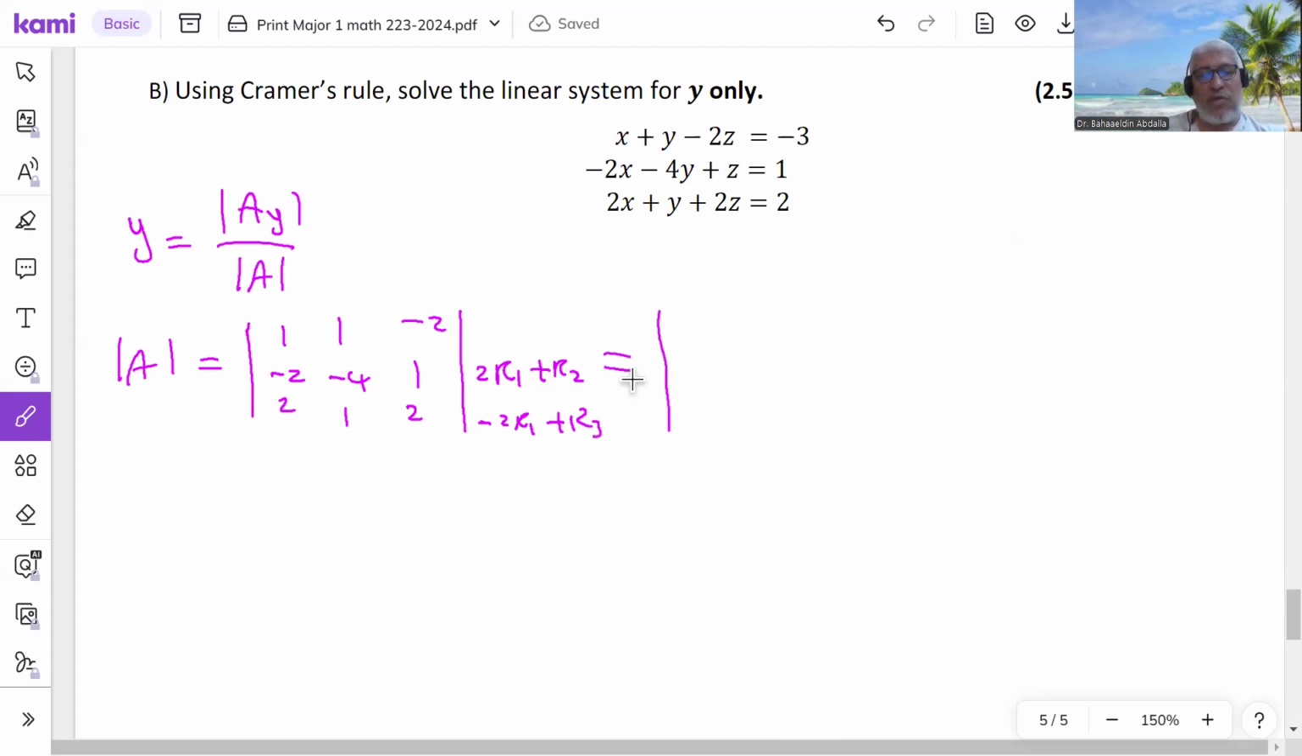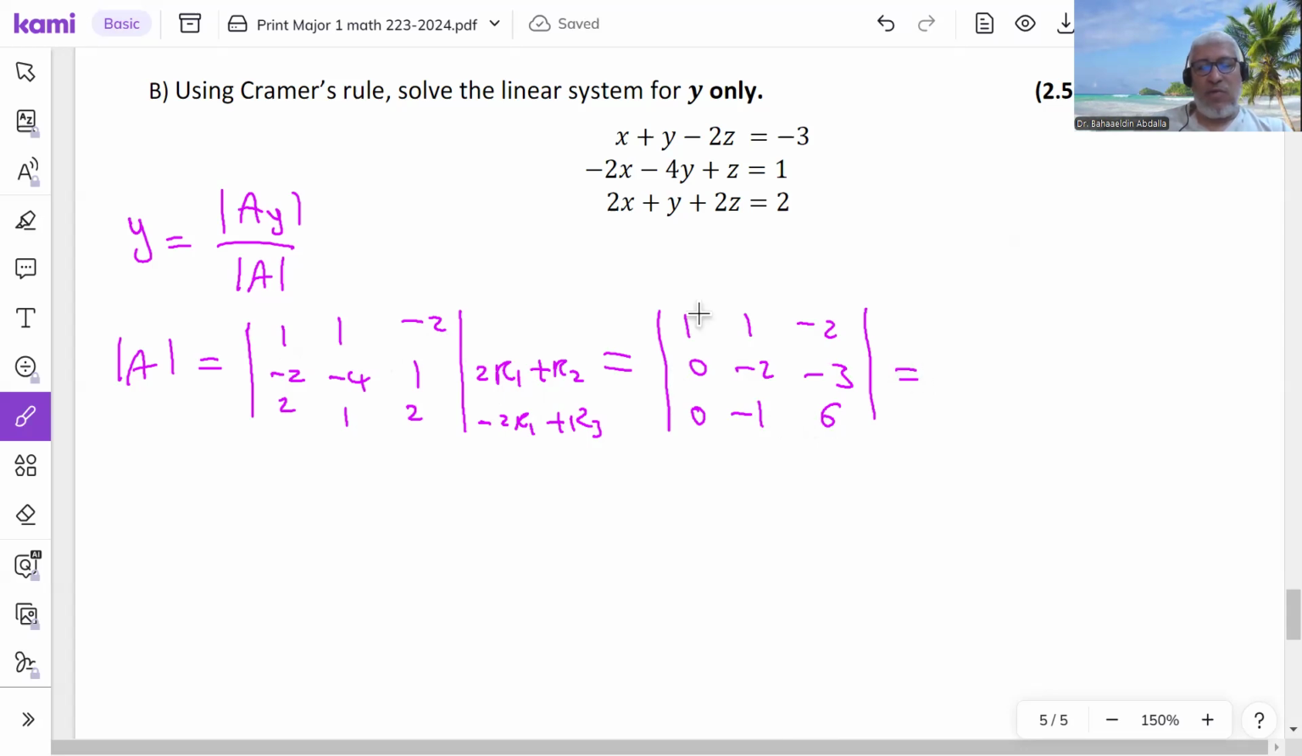So the new determinant would be, notice that these transformations do not change the determinant. So I have 1, 1, -2. This is a determinant. And 2 minus 2 is 0. 2 minus 4 is -2. -4 plus 1 is -3. And -2 plus 2 is 0. -2 plus 1 is -1. And 4 plus 2 is 6.